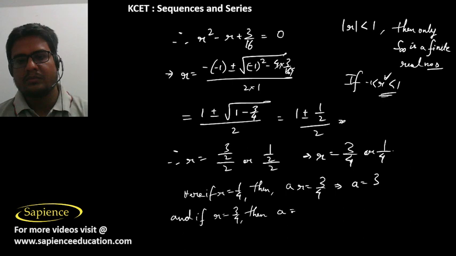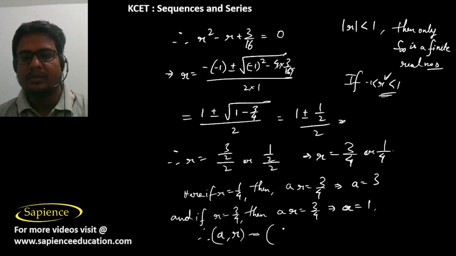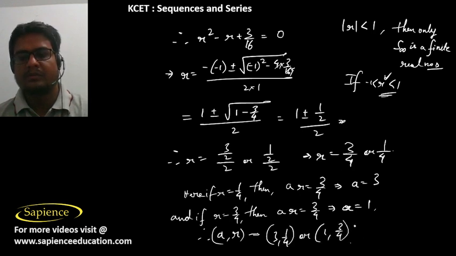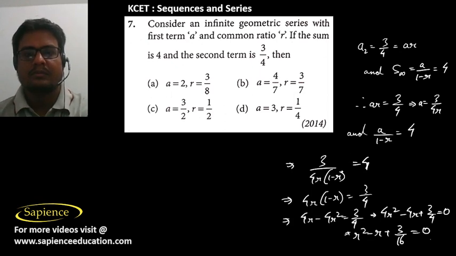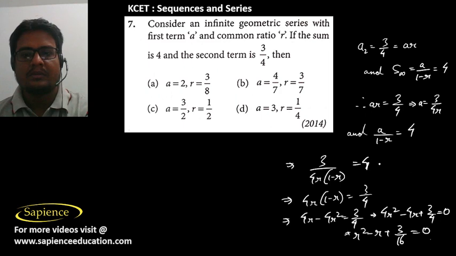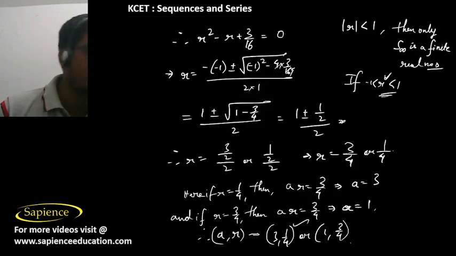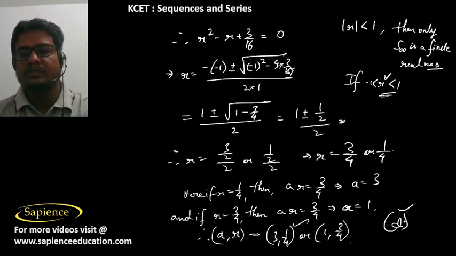A should be equal to 1, then AR is equal to 3 by 4. So therefore the values of A and R can be 3 and 1 by 4, or it can be 1 and 3 by 4. So here in the options, A equal to 3, R equal to 1 by 4 is given. So therefore option D is the correct answer.